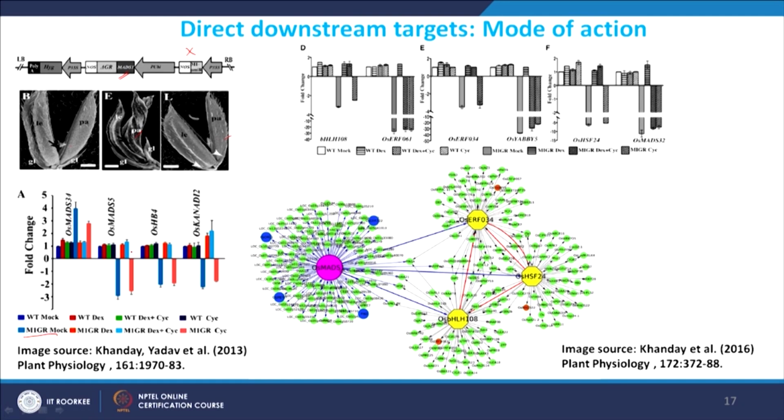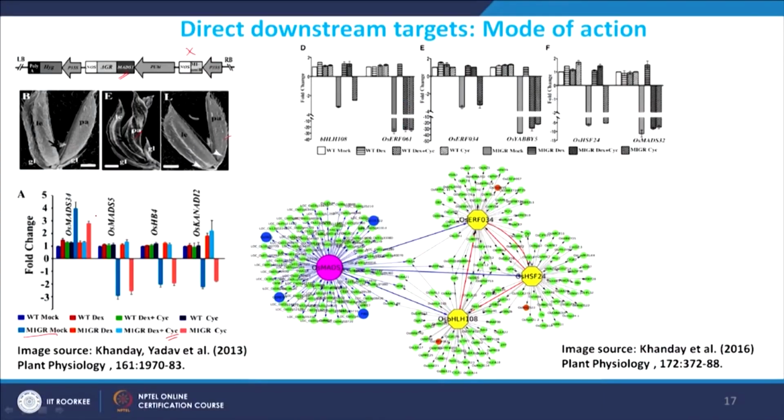But if you do this in the presence of cycloheximide, which is a protein synthesis inhibitor, what will happen? It will activate only the direct targets; indirect targets will not be activated. If it is a direct target, you will see the effect. If it is not a direct target, you will not see the effect. So, when you put in the presence of cycloheximide, this is going down. This is the effect which tells that these genes are directly regulated by MADS1.